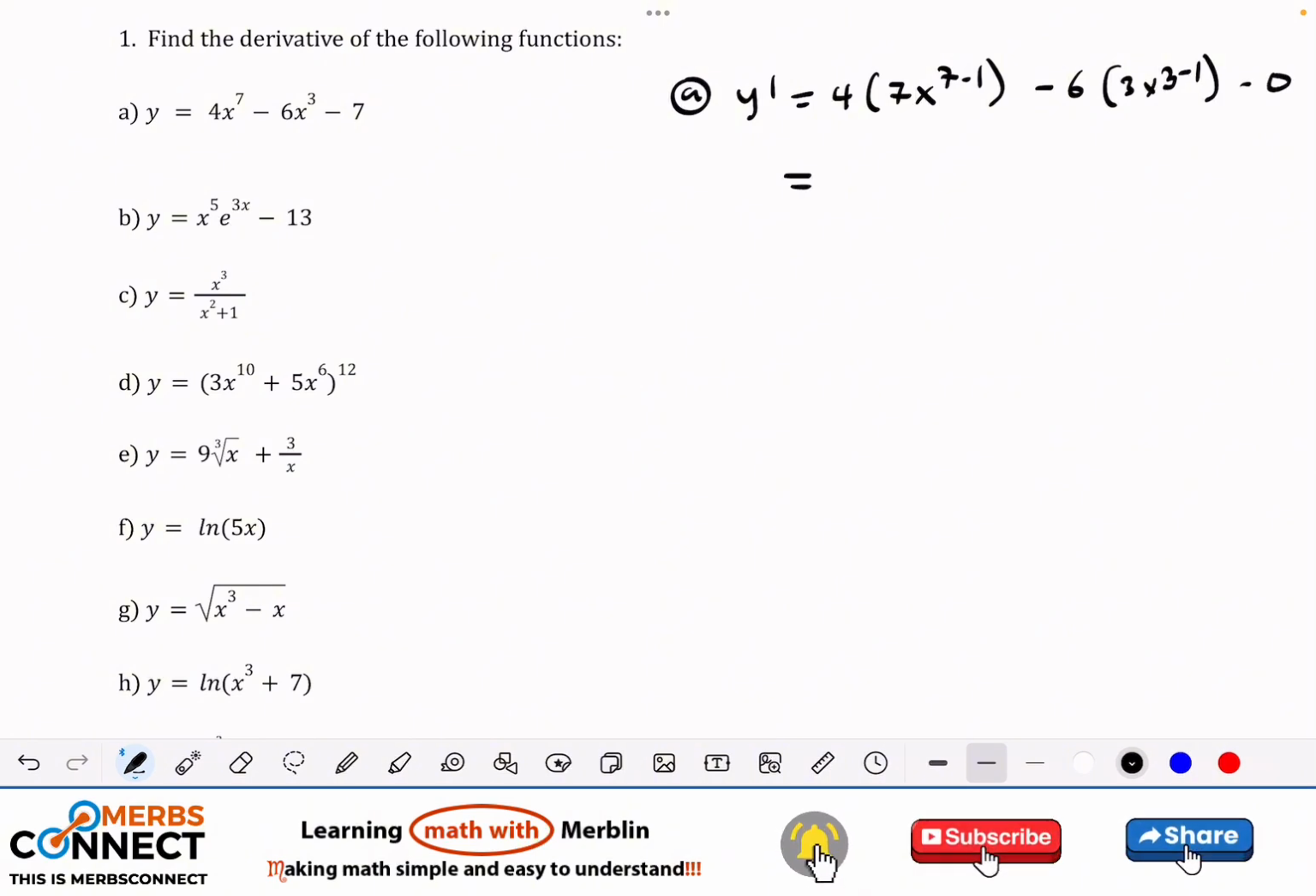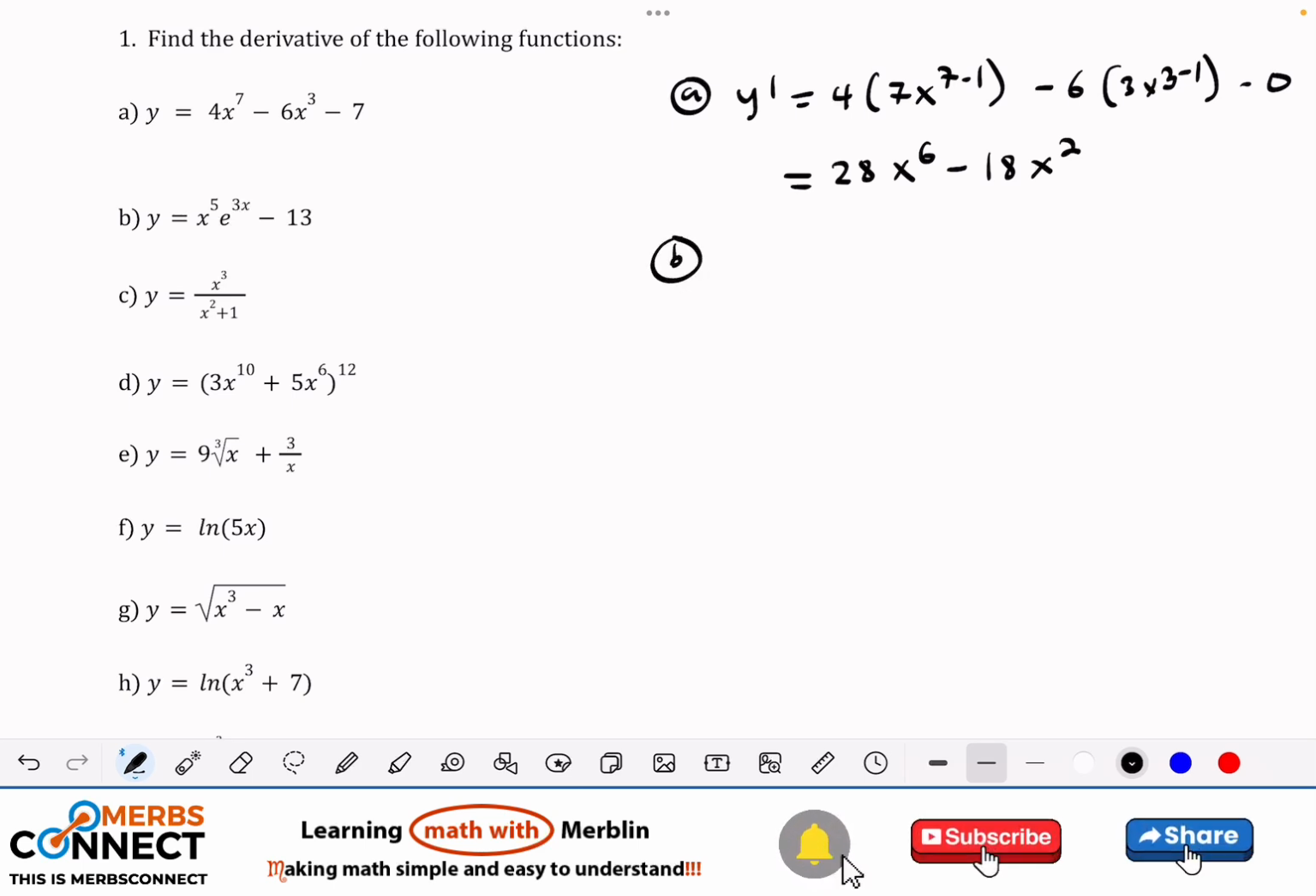So simplifying this, 7 times 4 is going to give us 28, then this is going to give us 6, so you can do it straight too. And then 6 times 3 is going to give us 18, minus 18x to the power 2. So this is what you are going to get after differentiating the function. That is very, very simple.